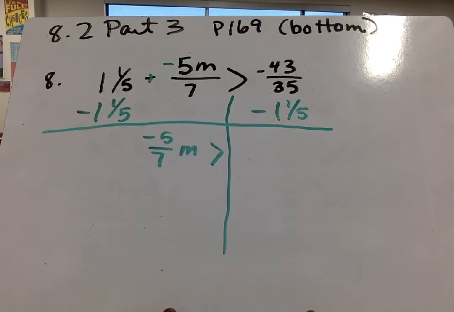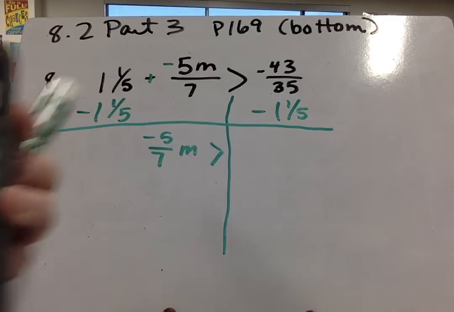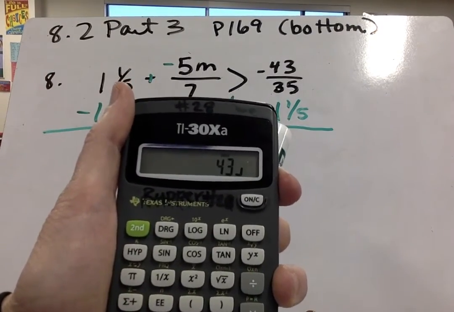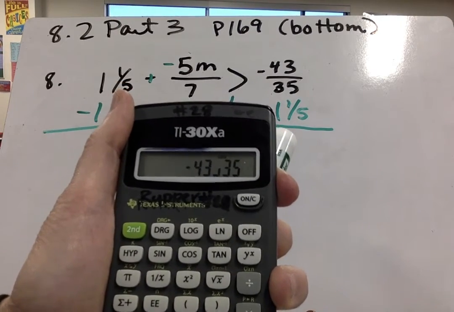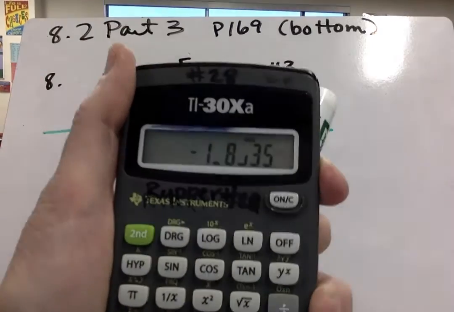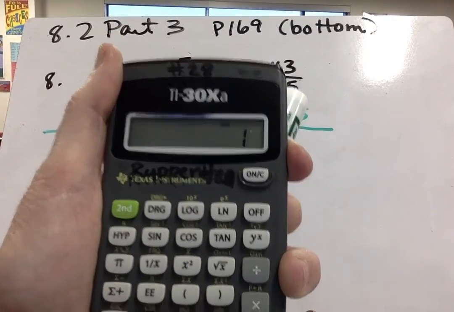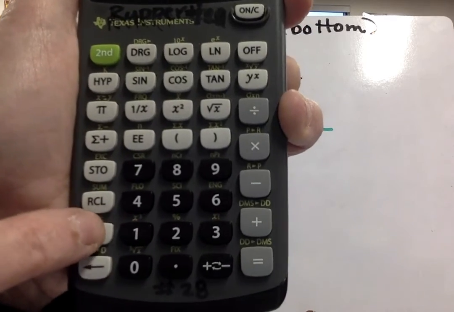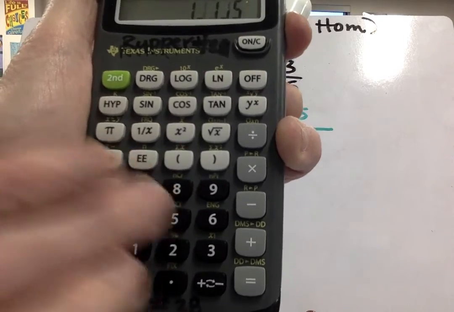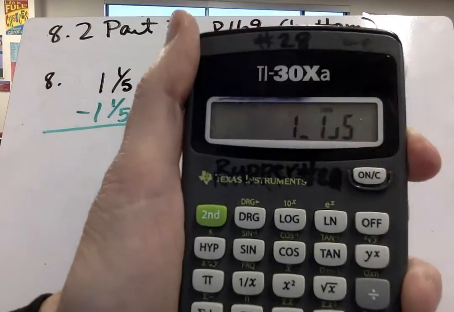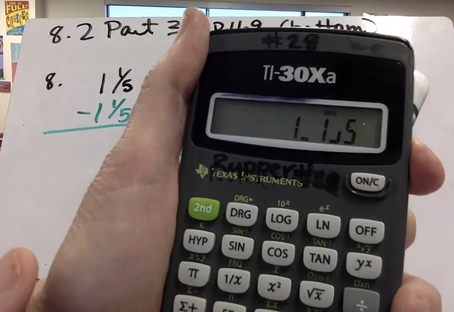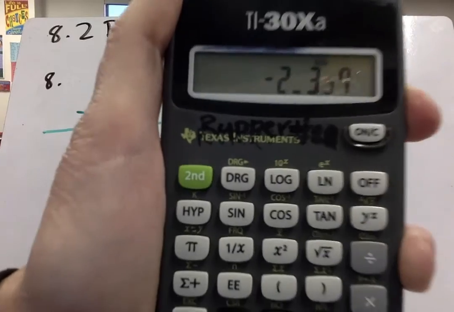Now I'm going to use my calculator here to do most of my work. So I put 4 and 3/5, and I'm going to make that negative. And I'm going to go minus. It does change it, and that's okay. So I minus 1 and 1/5. So that means 1 1/5. So I just subtracted 1 1/5 and it equals negative 2 3/7.